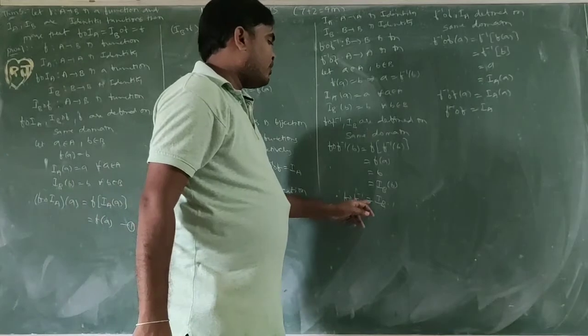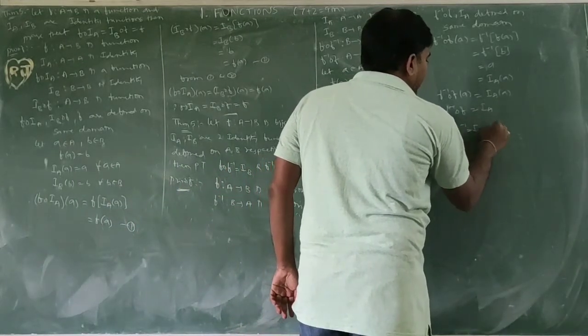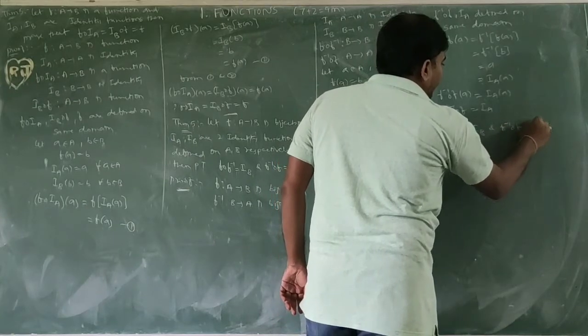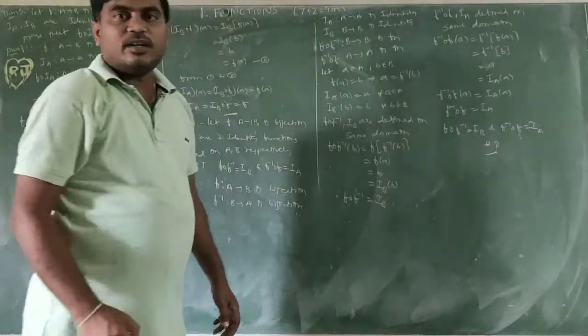So F circle F inverse equal to IB. Therefore F circle F inverse equal to IB and F inverse circle F equal to IA. So this is the required proof.